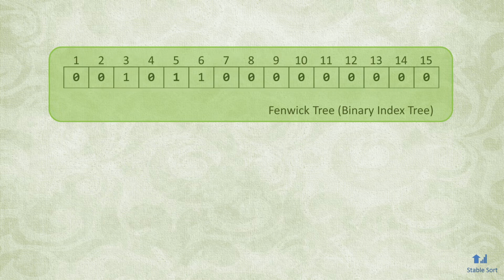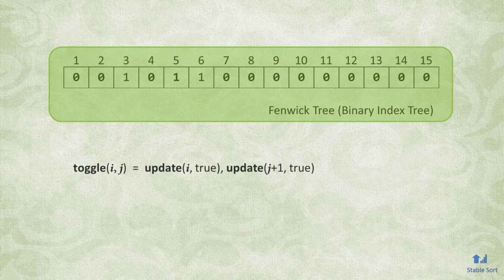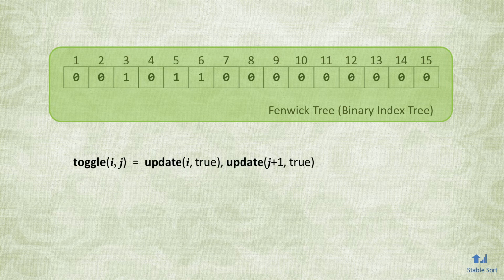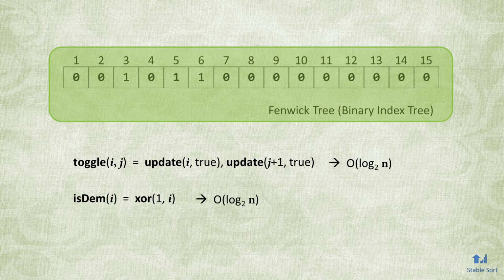Applying it to our problem, the Fenwick tree would store bit values, either 1 or 0. Then, when toggling some range I to j, we XOR the item at index I and index j plus 1. As mentioned earlier, this update operation would take order log n for a Fenwick tree. To read the value of a particular district I, we do a cumulative XOR from index 1 to I, which is also an order log n operation. Thus, both of the methods run in less than linear time complexity.